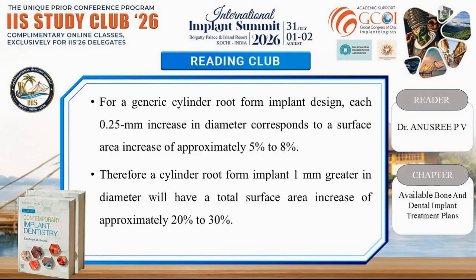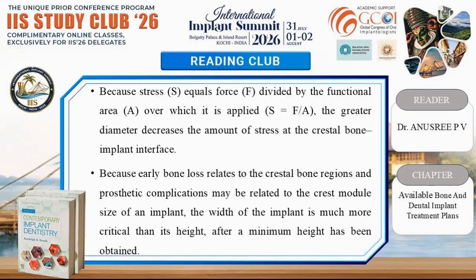For a generic cylinder root form implant design, each 0.25 mm increase in diameter corresponds to a surface area increase of approximately 5 to 8%. Therefore, a cylinder root form implant 1 mm greater in diameter will have a total surface area increase of approximately 20 to 30%. Because stress equals force divided by the functional area over which it is applied, the greater diameter decreases the amount of stress at the crestal bone implant interface.